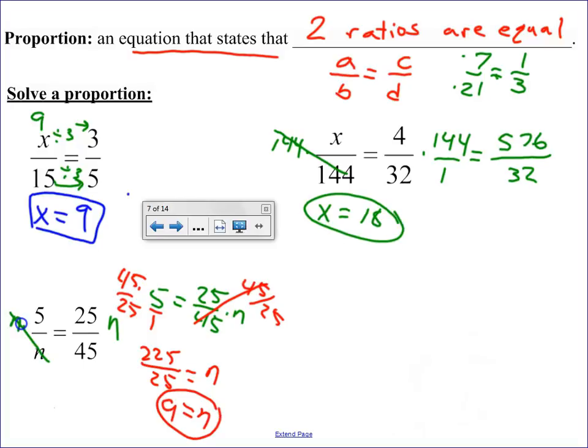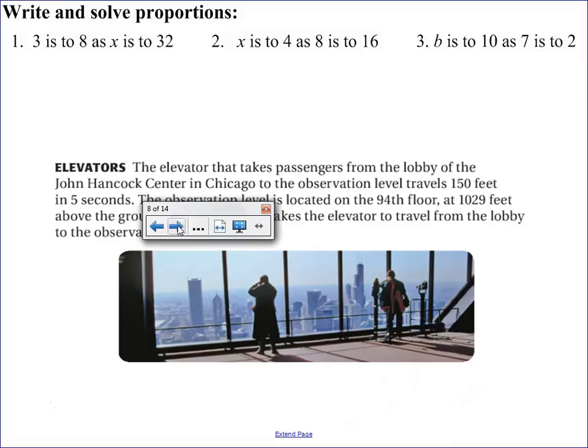So notice either way will give us the solution. If you can pick out the connection, it's maybe a little bit quicker than solving the equation, but you'll find that solving the equation is something we'll need to do on some of the more complex proportions.